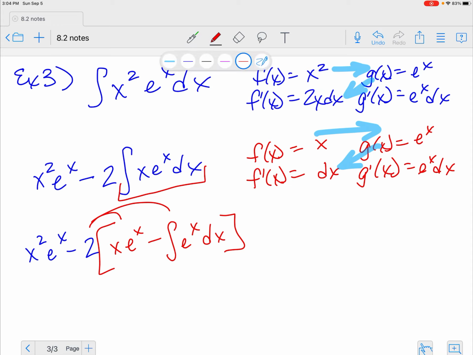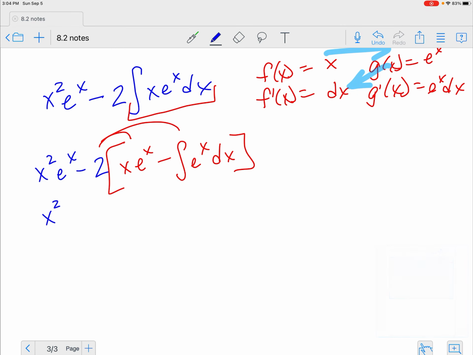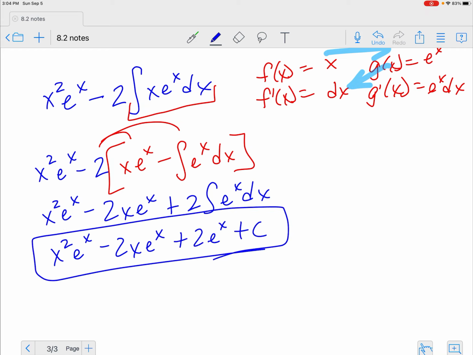So let's do it right now. Let's scoot this up a little bit. I actually have x squared e to the x minus 2x e to the x plus 2 integrals of e to the x dx. So x squared e to the x minus 2x e to the x plus 2 e to the x plus c. Now I'm pausing to make sure that's sunk in. Do you see that? It's a video. Pause it, write it down, process it, right? That's what we're looking at.